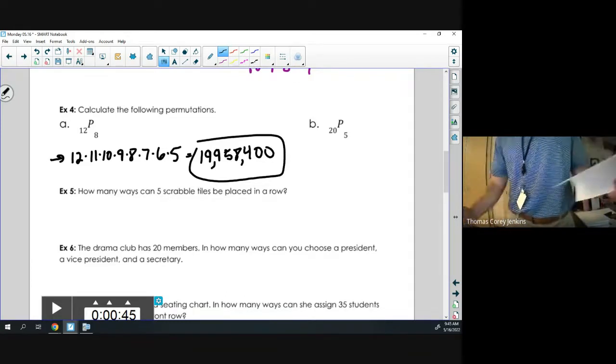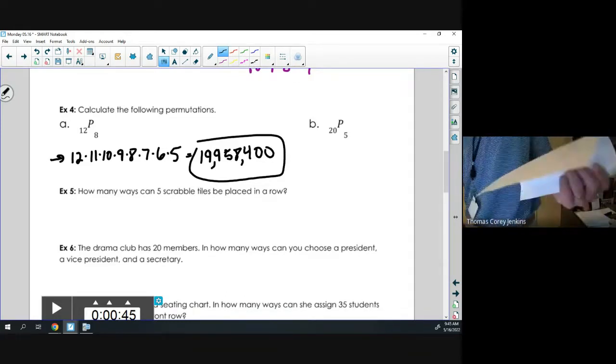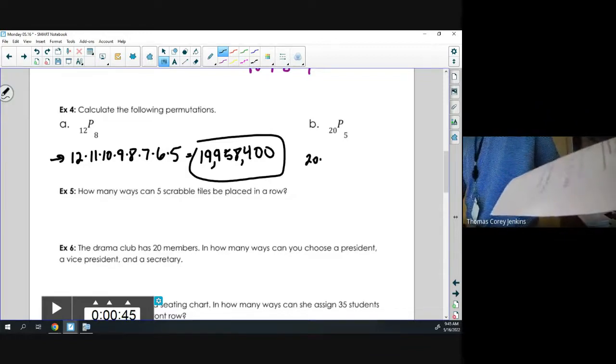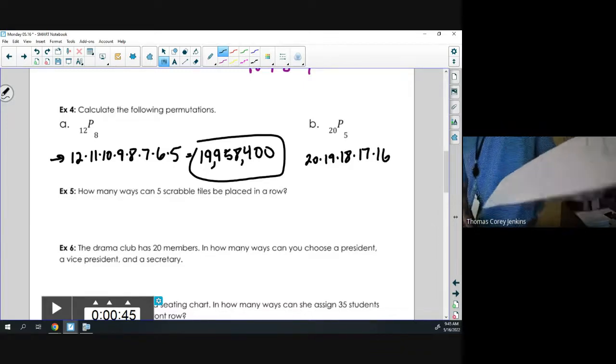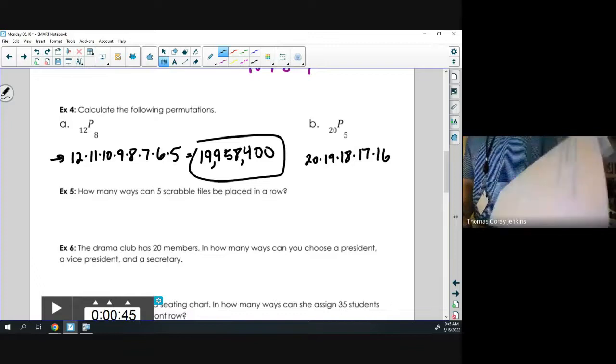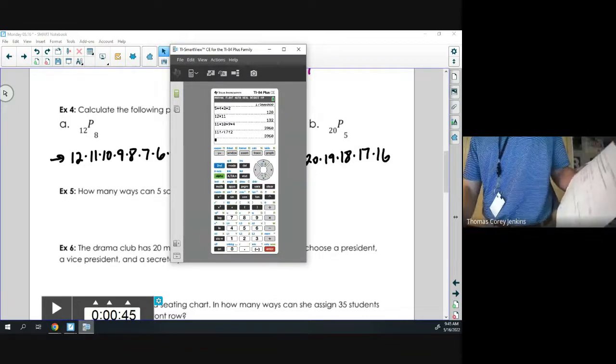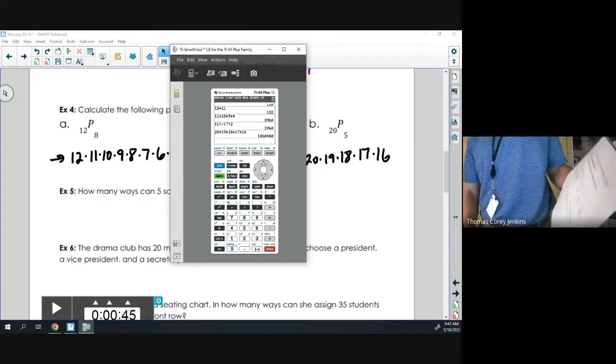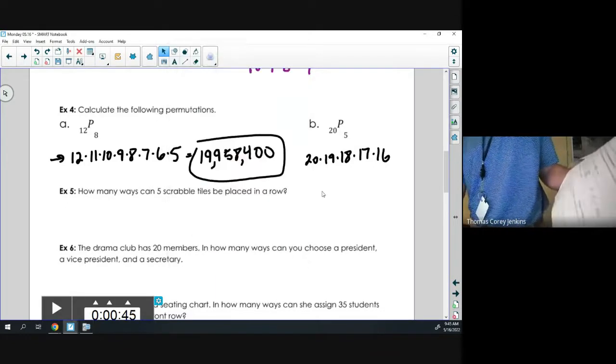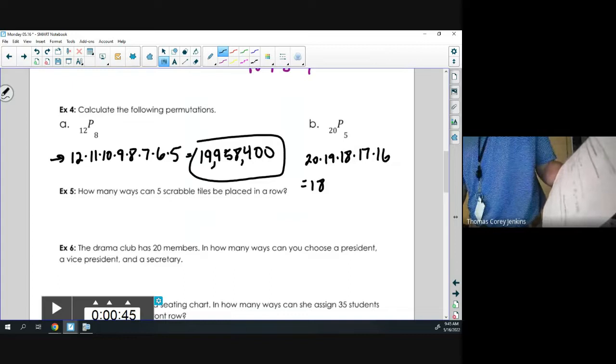All right, and then if I wanted to do B by hand, so to speak, that would be 20 times 19 times 18 times 17 times 16. Again, it looks like 20 factorial, but we only go out 5 positions. So 20 times 19 times 18 times 17 times 16 is 1,860,480. So close to 2 million.